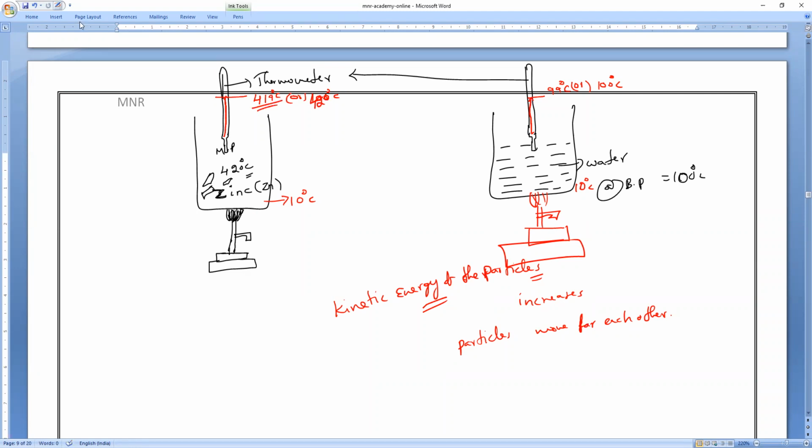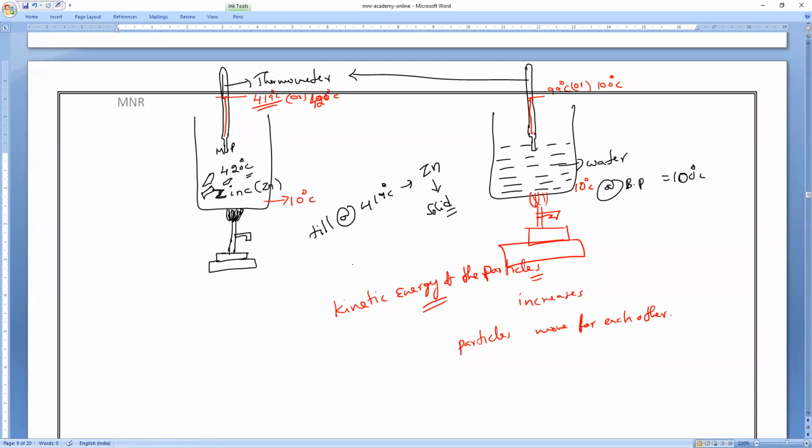Now, till 419, what is the state of zinc? Solid state or liquid state? Till 419 degrees Celsius, the zinc will be in what state? Everybody? Solid state only. But do the particles' kinetic energy increase or decrease?